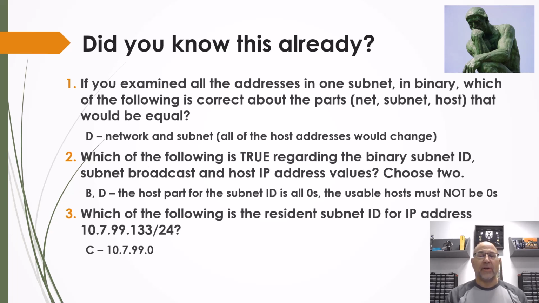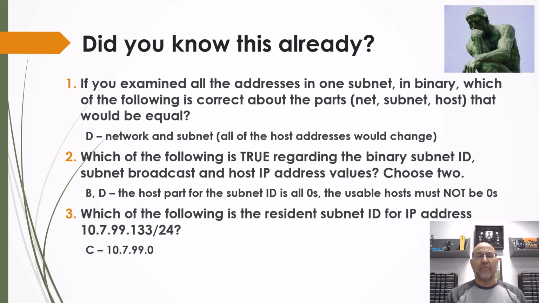Number 2, which of the following is true regarding the binary subnet ID, subnet broadcast, and the host IP address values? Choose 2. Well, now we know the answer to this question, right? If we're talking about the subnet ID, we know that the host portion is going to be all zeros. And if we're talking about host IP addresses, they must not be zeros. So the answer there was B and D. Now, if we want to push this a little bit farther, we would know that the broadcast address would be all ones in the host portion.